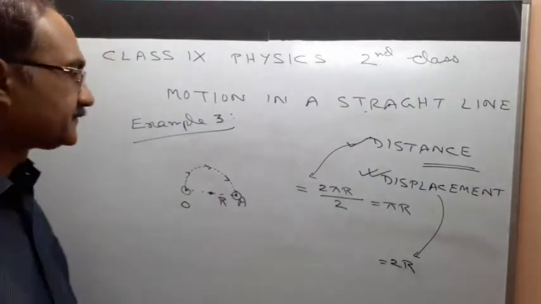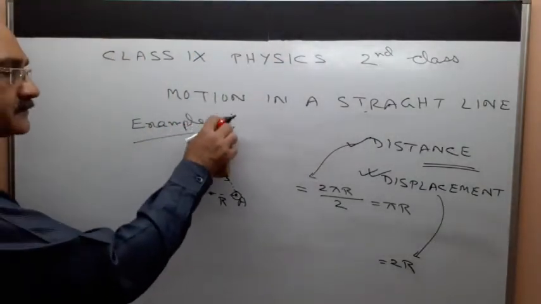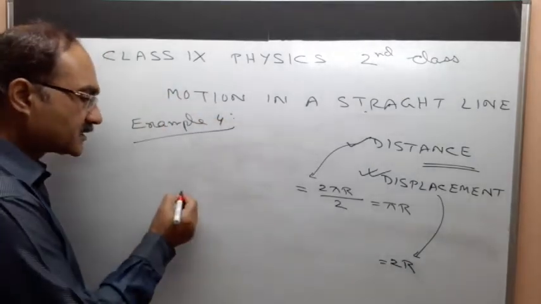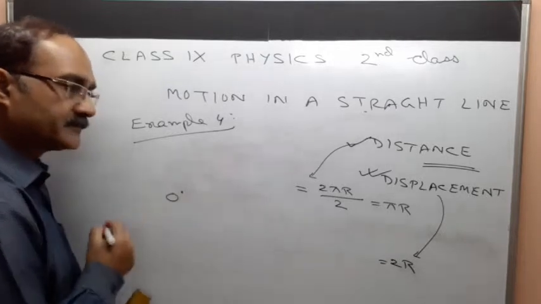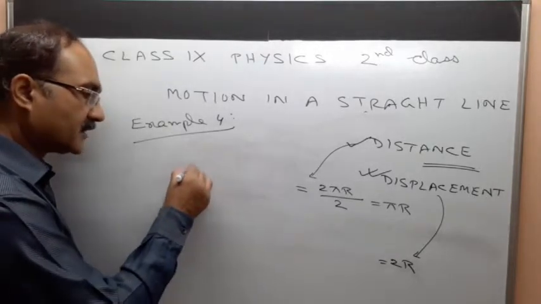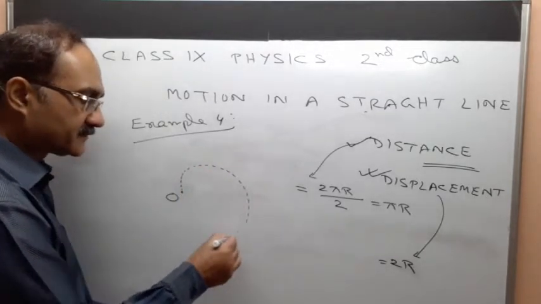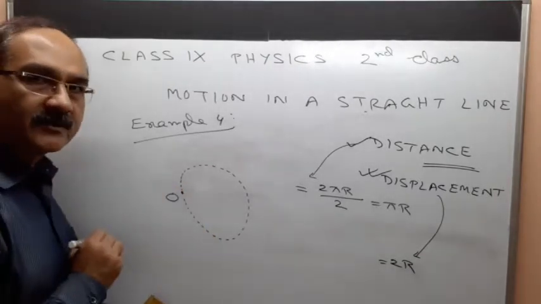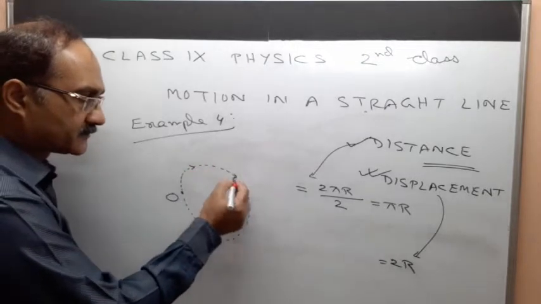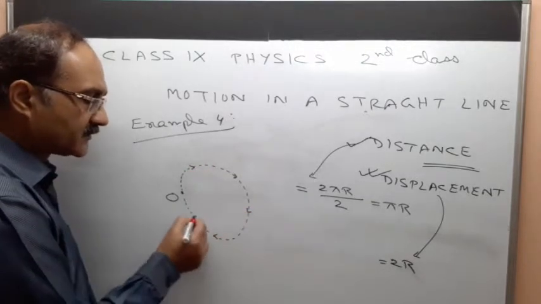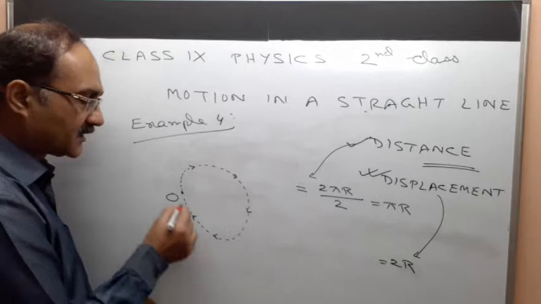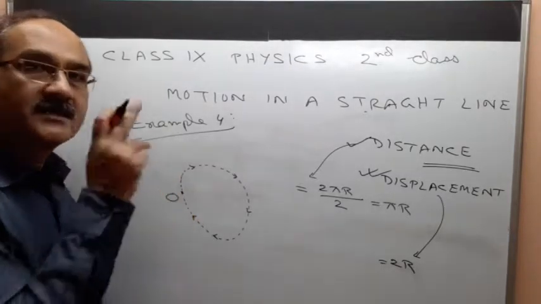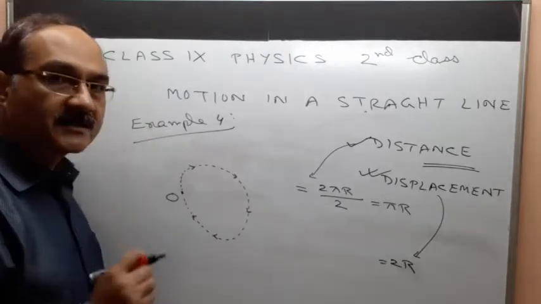Another example. Say the body is at point O. It moved along a circular path and came back to the original point. So it moved along a circular path and stopped again at O. What will be the distance and what will be the displacement?